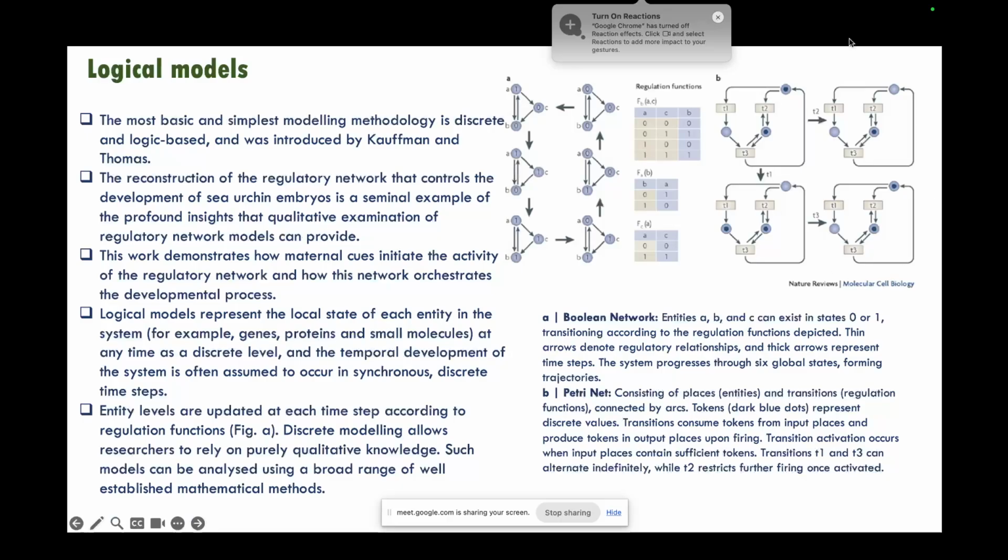So the figure shows a good example of a Boolean network and a Petri network. On the left is a Boolean network.